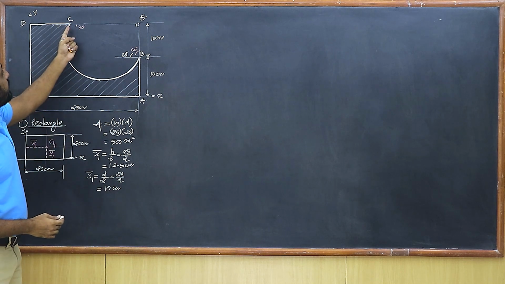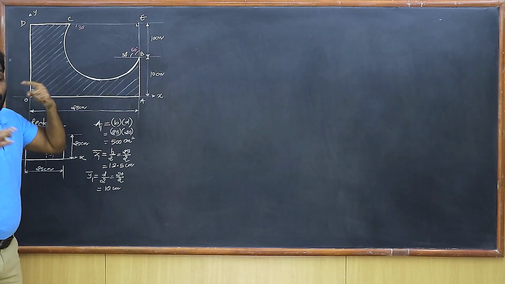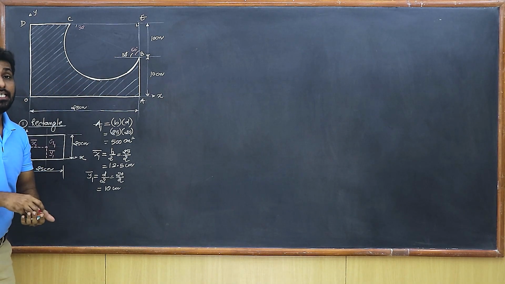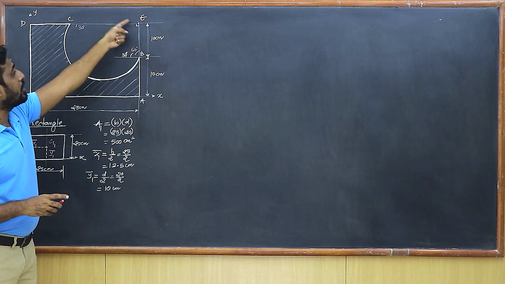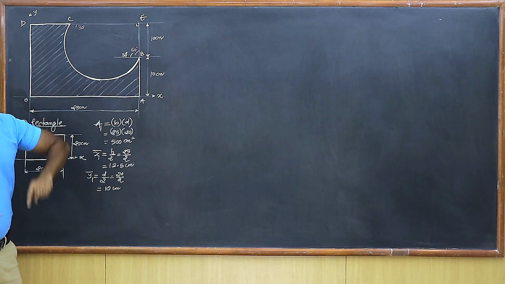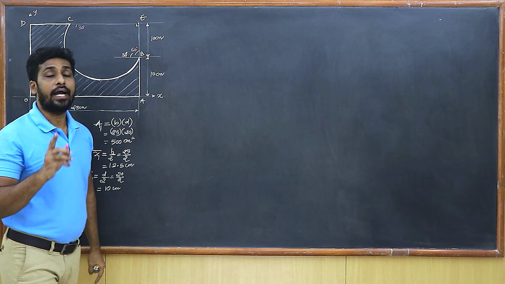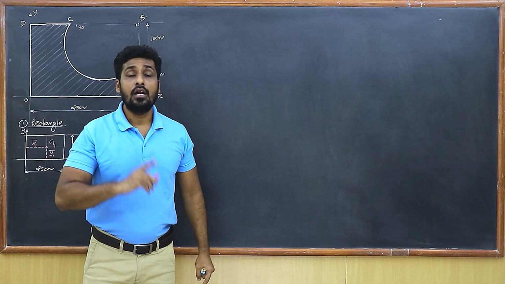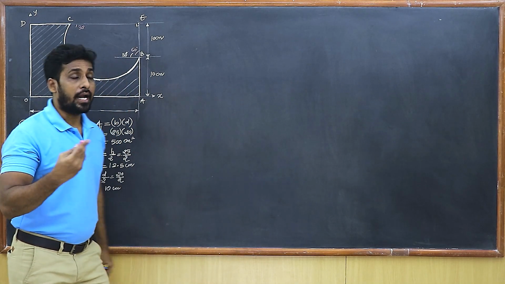So I need the length of CE as well. Students, observe carefully, who is BC? BC is the hypotenuse of the right angle triangle as well as it is the diameter of the semicircle. So BC is a common side to the right angle triangle and the semicircle. It is a diameter of the semicircle and it is a hypotenuse of the right angle triangle.